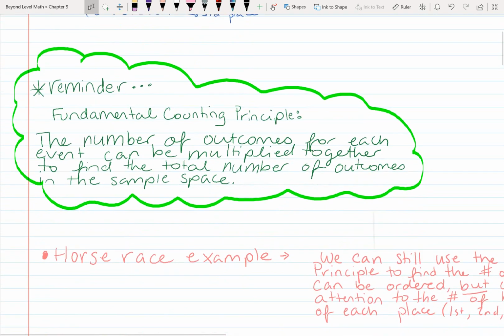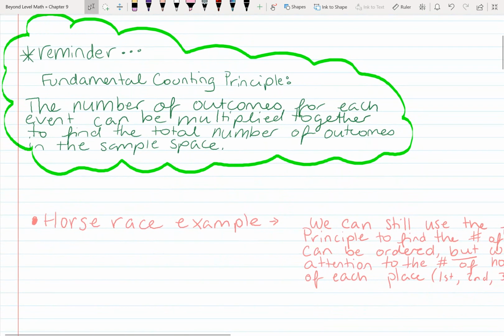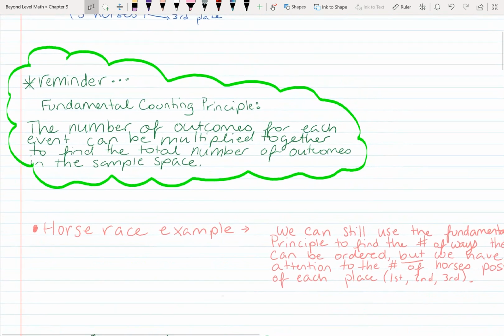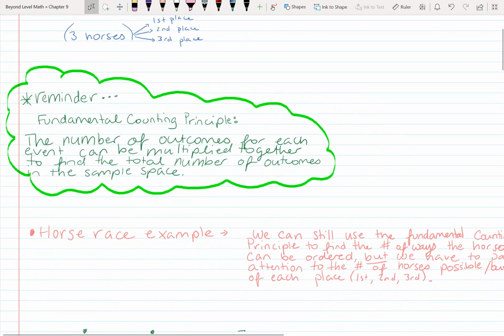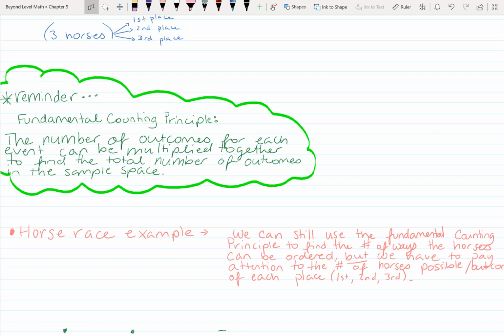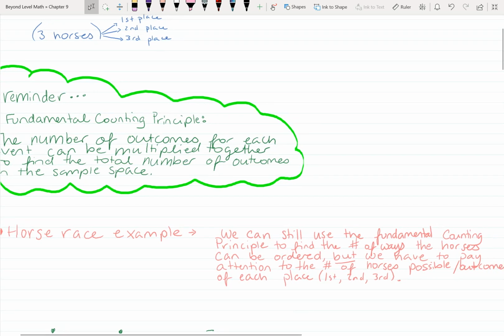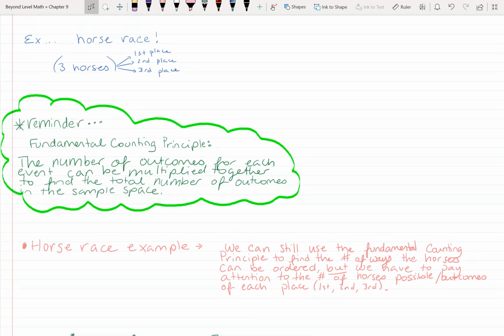Okay, so the horse race example. We can still use the fundamental counting principle to find the number of ways the horses can be ordered. But, here's the big but, we have to pay attention to the number of horses possible and the outcome that each place is possible, right? So it's very similar to the fundamental counting principle, but we've got to pay attention to the order.